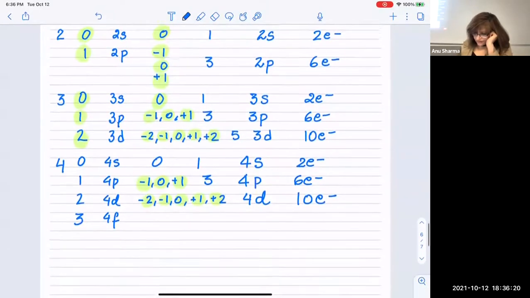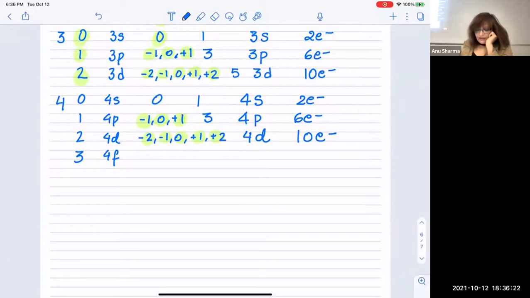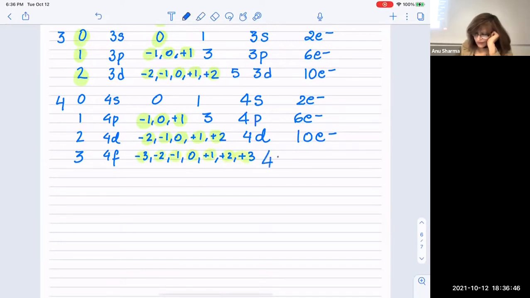Okay, what about F? Very good. -3, -2, -1, 0, +1, +2, +3. It's very important to put plus. Don't just assume that it's positive. Okay, so now how many orbitals are there? 1, 2, 3, 4, 5, 6, 7. 7 orbitals. This is 4f. And each orbital holds 2, so a total becomes 14 electrons.